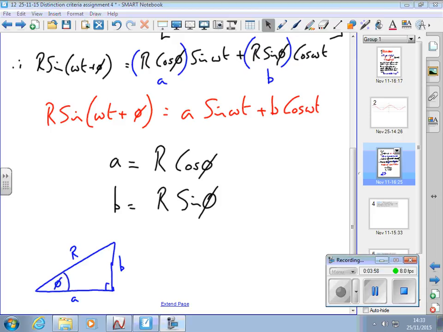And if we relate these to a right-angled triangle, we can see how they fit. If we think of this angle phi here, then the sine of phi from that right-angled triangle is opposite over hypotenuse, b over r. And rearranging that, b equals r sine phi, which is what we've got. And similarly, the cosine of phi equals a over r.